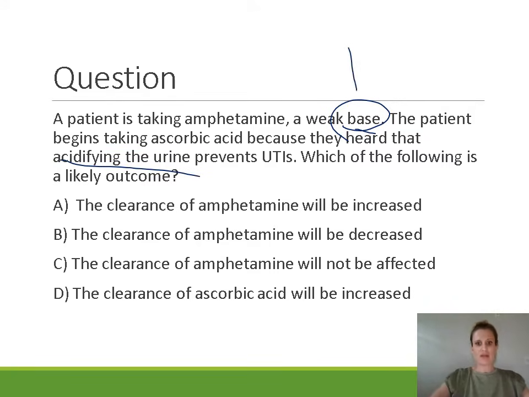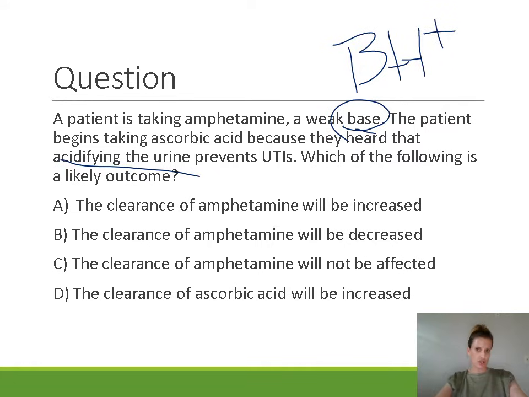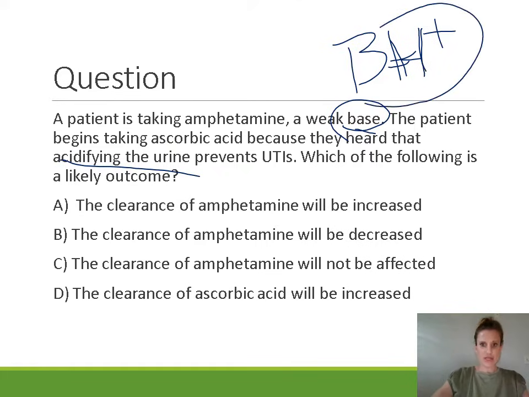So if you acidify the urine, right, we've got plenty of hydrogen ions available. So the base is going to have a hydrogen ion, and we know that that makes it positively charged. So by acidifying the urine, the amphetamine is in a charged state in the urine. So it's not going to get reabsorbed, which means we're going to clear it from the body more than we would have otherwise. So the clearance of amphetamine will be increased. Yes, the clearance of amphetamine will be increased.